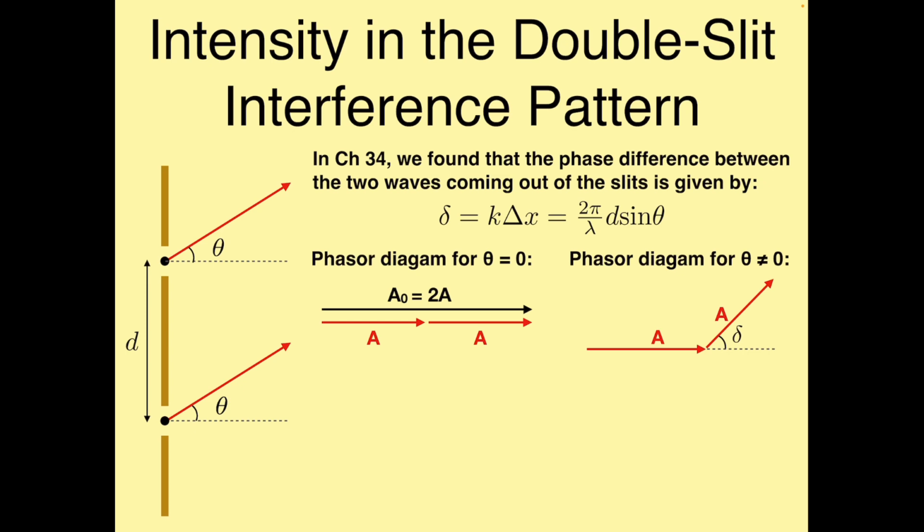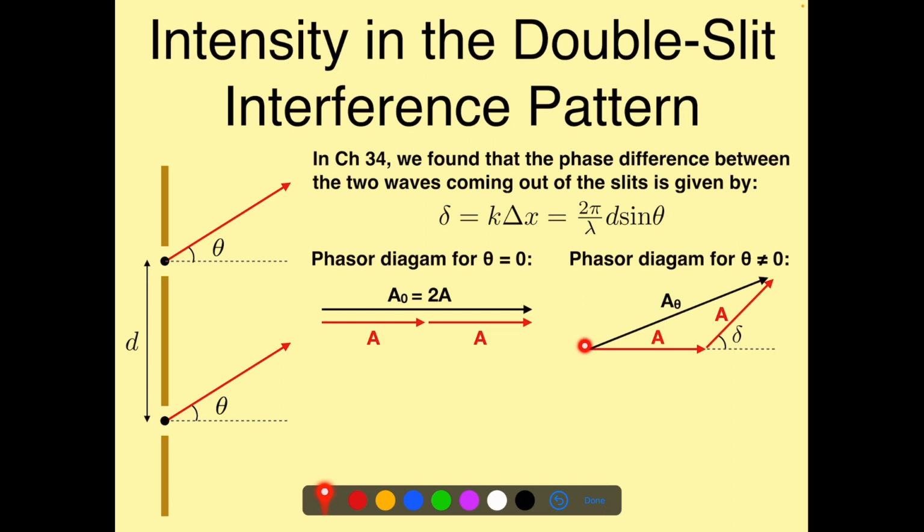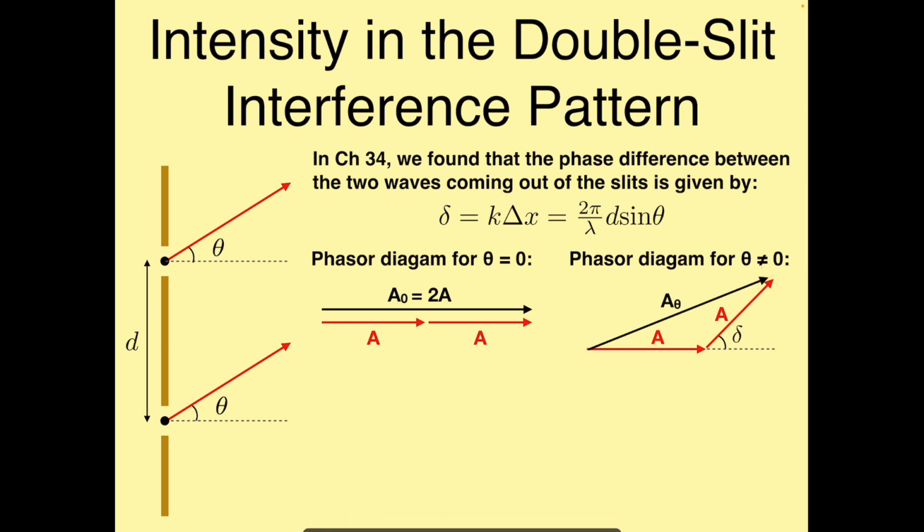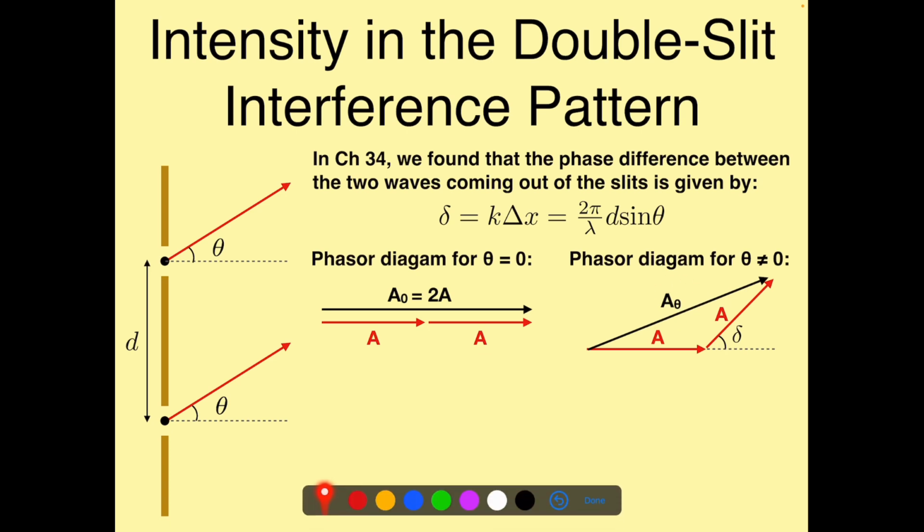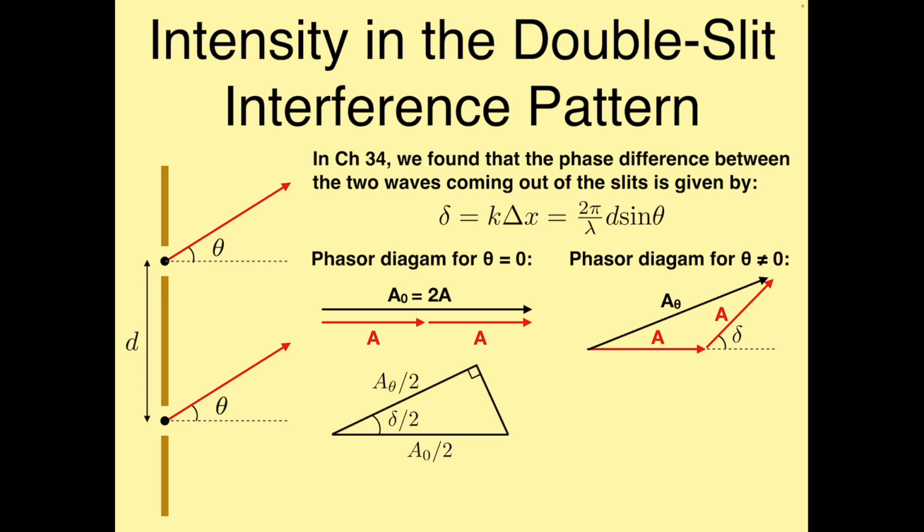So then the net amplitude is a phasor that goes from the start of your first phasor over here to the end of your second phasor over here, and we'll call this A theta. So it's the amplitude at some angle other than 0, okay? So let's relate A0, the amplitude of the waves at the very center of the screen, to A theta, the amplitude at some other angle.